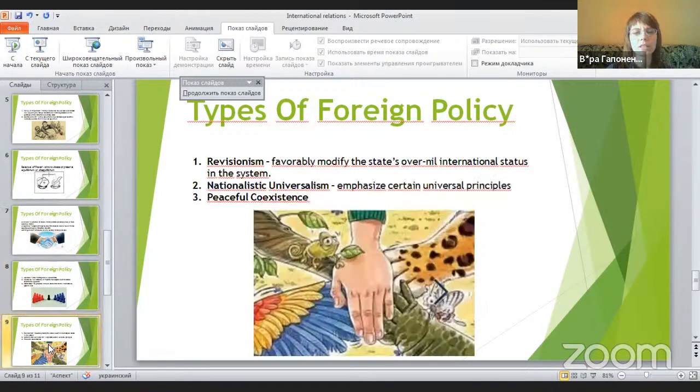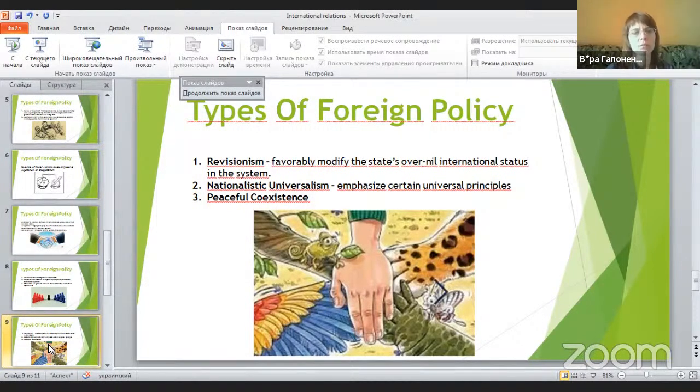And a very nice picture to illustrate such types of foreign policy, like revisionism, nationalistic universalism, and peaceful coexistence. We can say that all the mentioned types are based on democratic values, on the modern international law which was created after the Second World War, and there are differences between them.